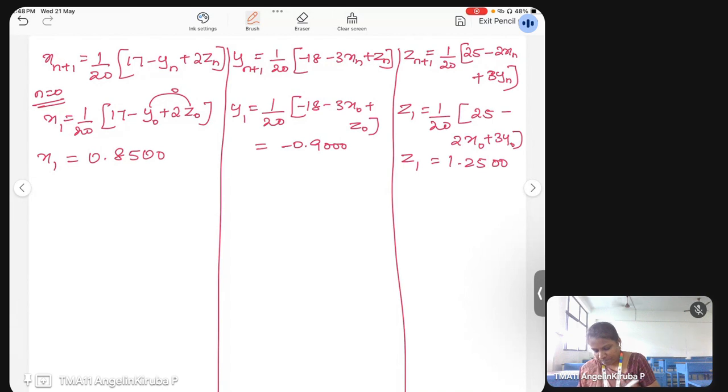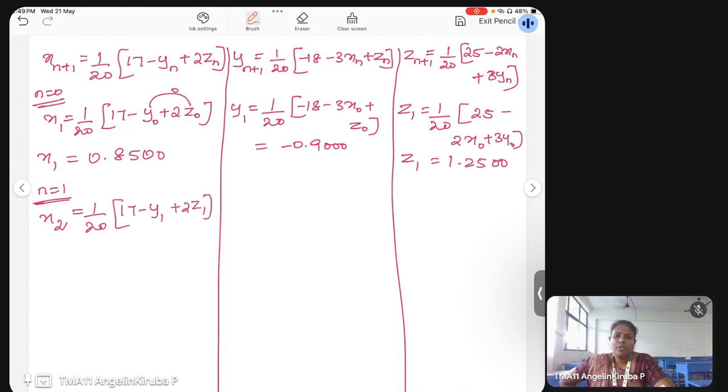Okay. So next, put n is equal to 1. If you put n is equal to 1, you will be getting x2 value. So x2 is equal to 1 by 20, 17 minus y1 plus 2 times of z1. So now what we are going to do is substitute the first iteration values in the second iteration, and the second in the third iteration. Like that it goes. Okay.